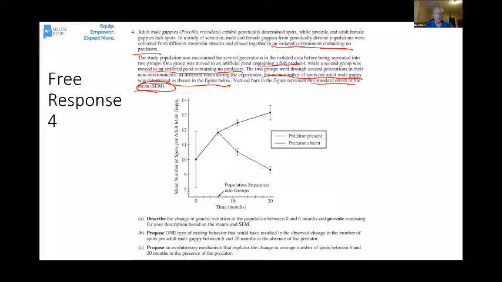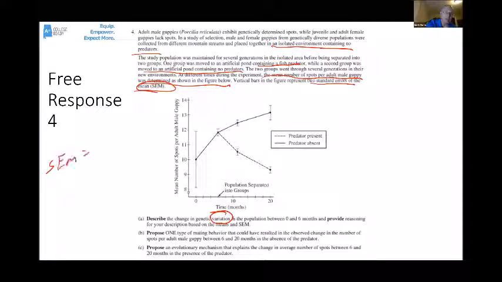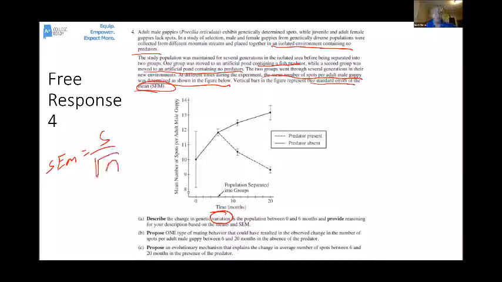So first of all, question A: describe the change in genetic variation in the population from 0 to 6 months and provide reasoning for your description based on the means and the SEM. So, change in variation. Remember that standard deviation tells us variation, and that standard error of the mean is equal to the standard deviation divided by the square root of the sample size. So really, standard error of the mean also looks at variation. Greater standard error means more variation. It wants us to compare 0 to 6 months.